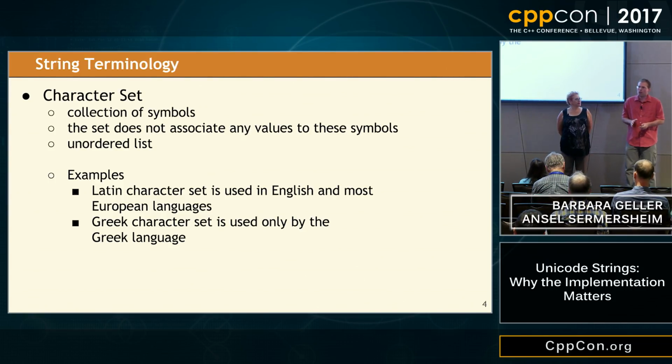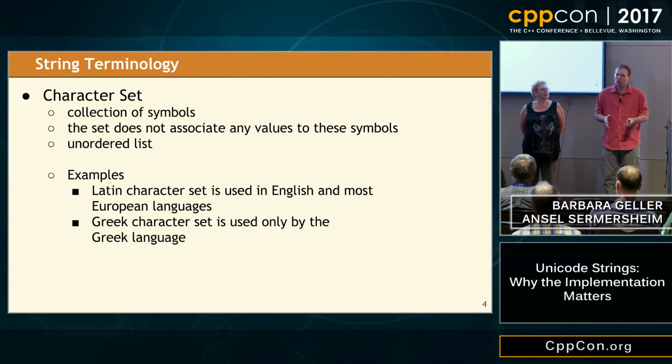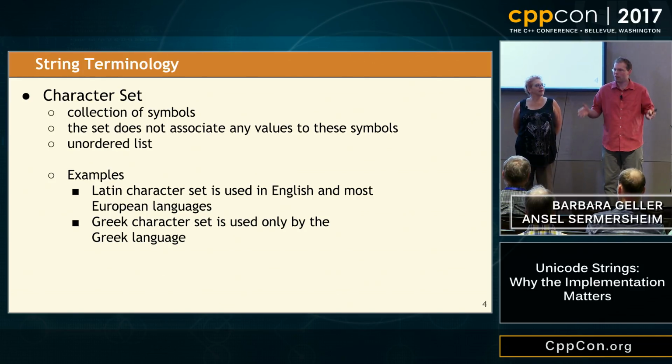So the first piece of terminology that you need to really understand to understand strings effectively is the idea of a character set, and this is nothing more than a collection of symbols. Importantly, it does not include any values. This is just a list of symbols that someone might use to represent things in strings or any text. So for example, we're all here in this room familiar with the Latin character set because it's what all the signs in this building are written in. There are other character sets like Greek, used in the Greek language. There are many all over the world.